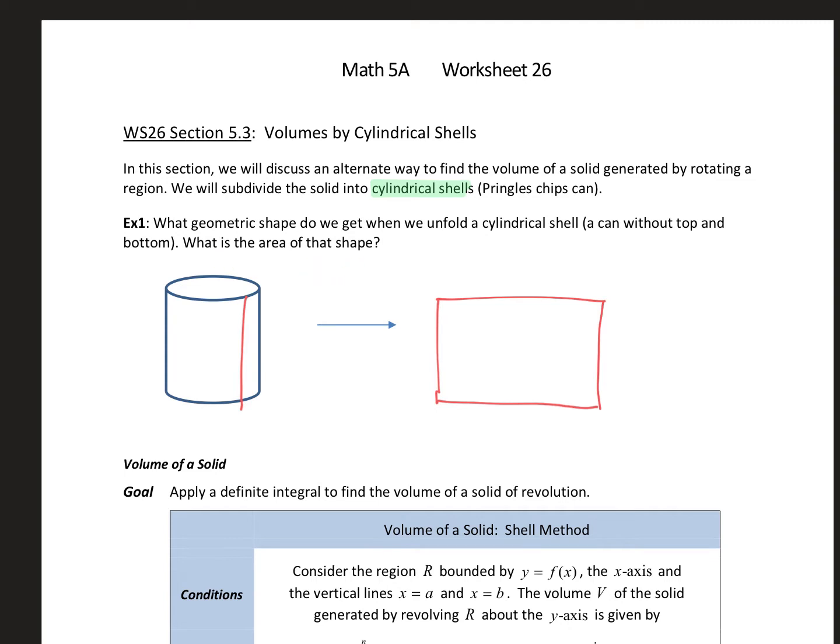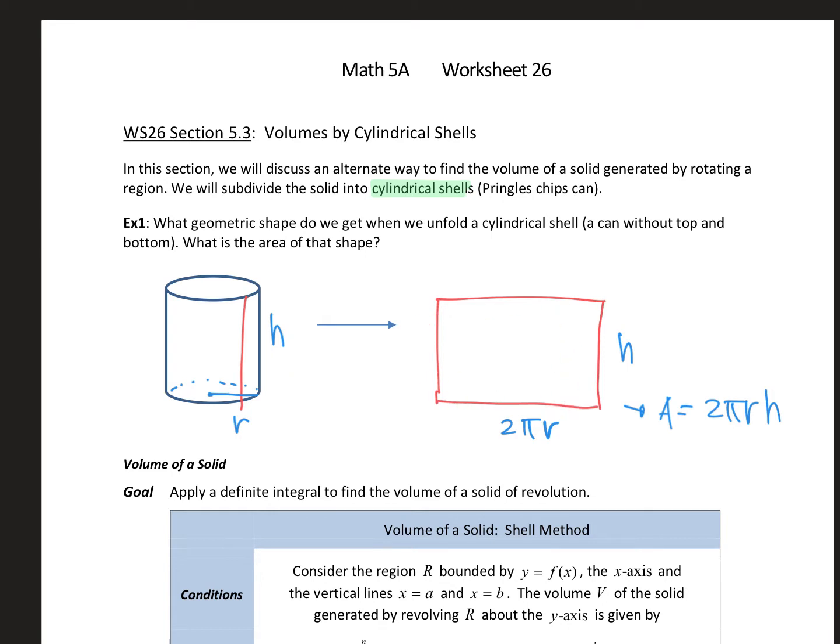And what is the area of the shape? We need two pieces of information: the radius r, and the height h. When you roll this part to make a circle, the length of the circumference is the same as this length here. So this will be 2 pi r, and then it's going to be h. So the area of the rectangle is going to be 2 pi r h.